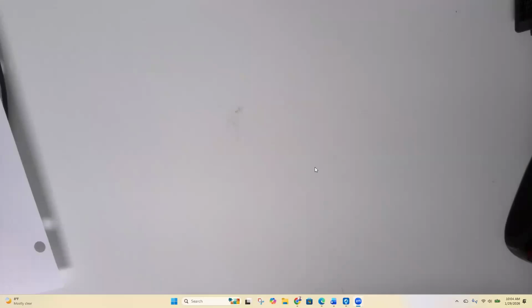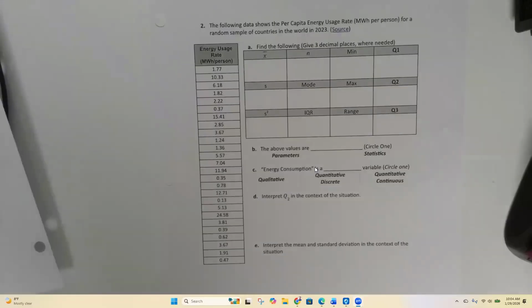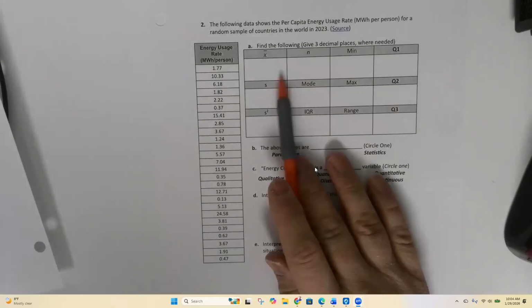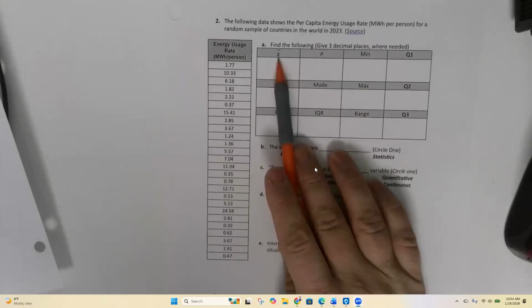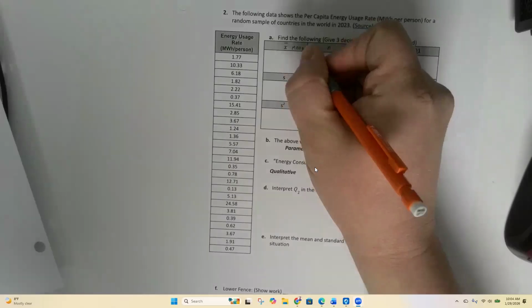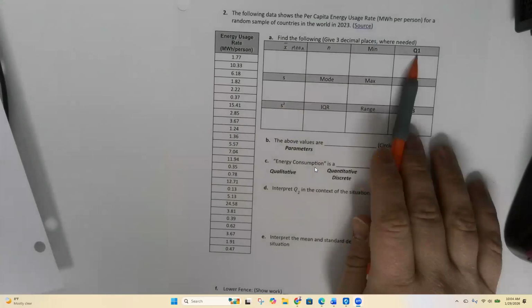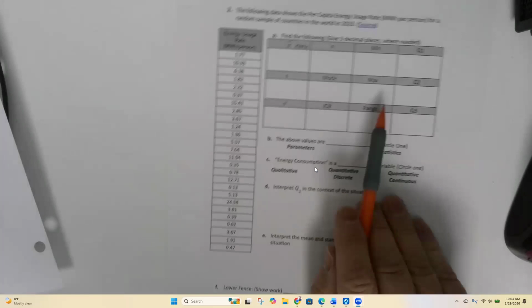Next page is page 340, okay? Okay, so the following shows the per capita energy usage for a random sample of countries in the world. And it's asking us to find lots of things. X bar is the mean, okay? It's the sample mean, okay? Sample size, minimum, quartile 1, median, quartile 3. Yeah, it's asking us to find lots of stuff.